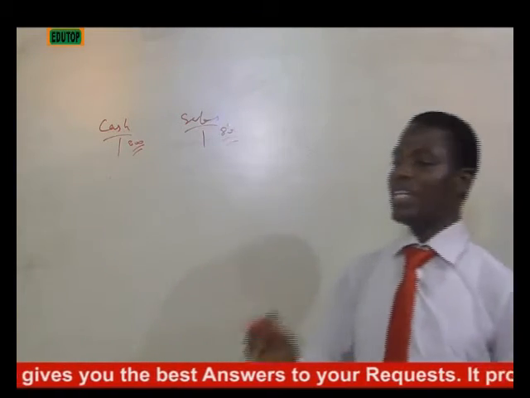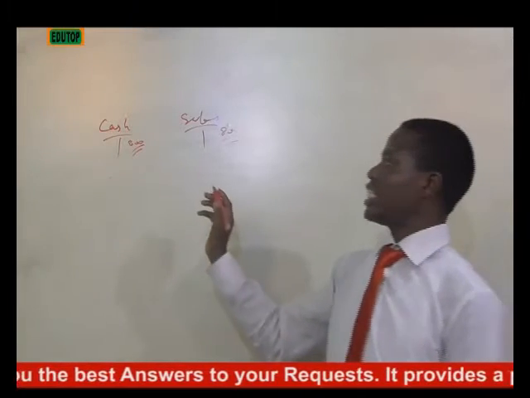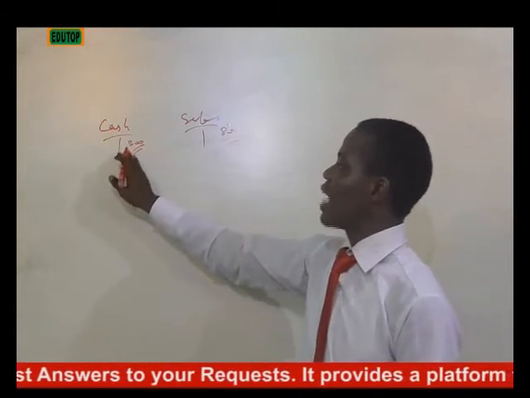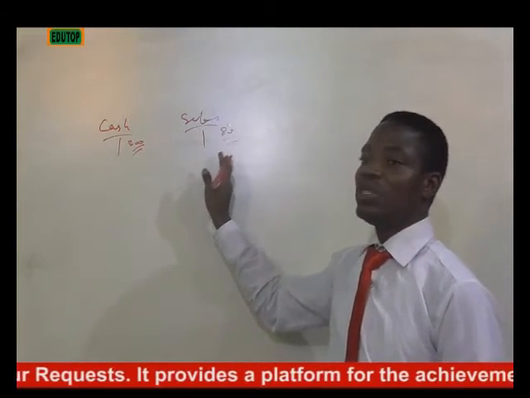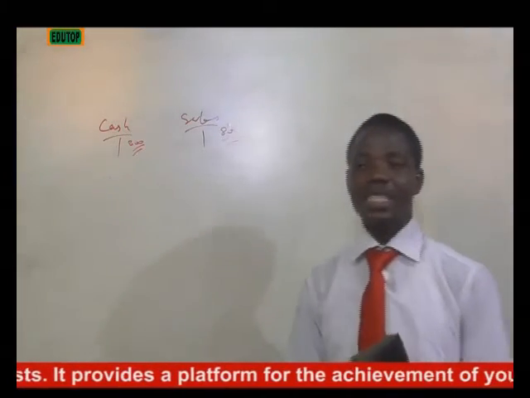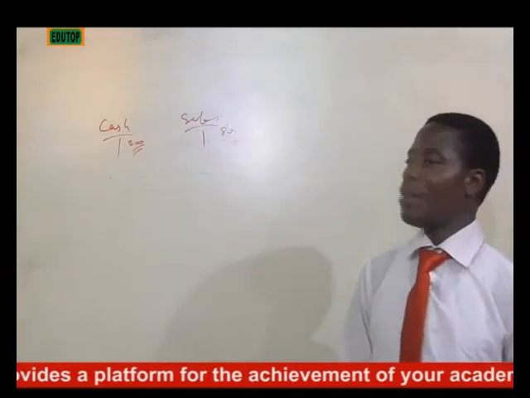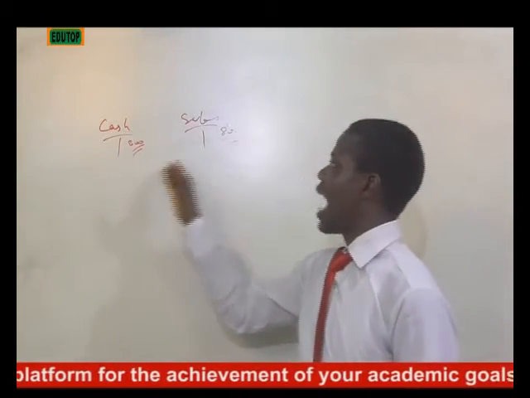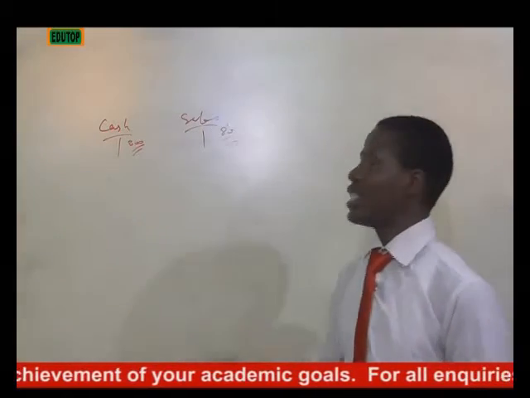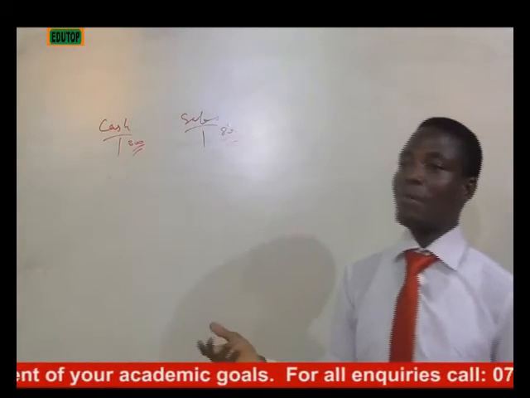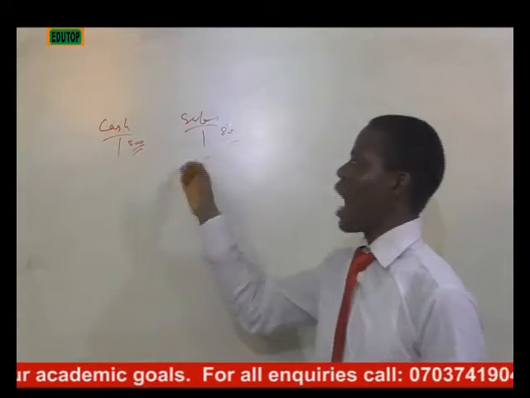Let me give you just a hint. The hint is that if it affects one account and does not affect a second account, that means it will definitely affect the trial balance at the end of the day. That means if one is affected and another is not affected, then it will affect the trial balance. But the one that does not affect the trial balance must affect the two accounts.